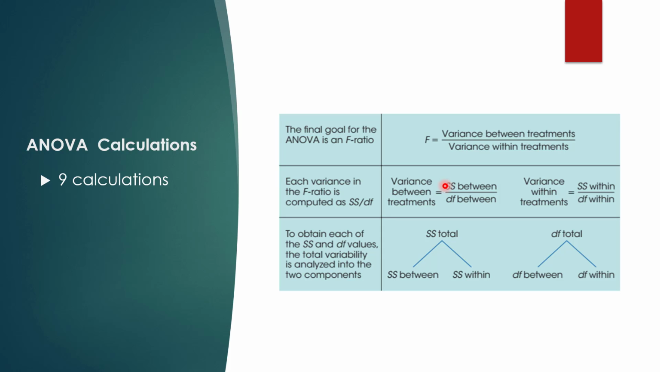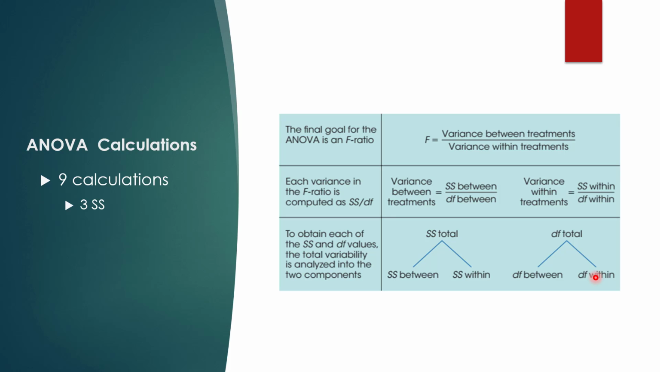So to do a between variance, we need to take the sum of squared deviations for between groups over the degrees of freedom for between groups. For our variance within our treatments, we take the sum of squared deviations within our treatment groups over the degrees of freedom within the treatment groups. Now, to get these sum of squared deviations and our degrees of freedom, we have some more calculations. So we have a sum of squared deviations total, which can be split into between and within. And we have degrees of freedom total, which can be split into between and within.